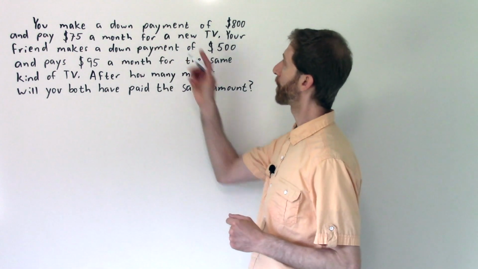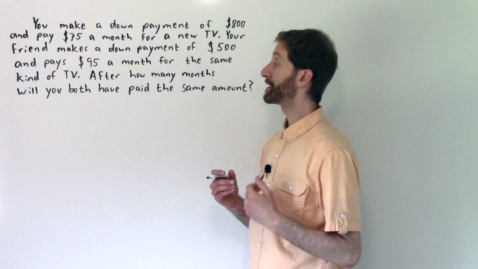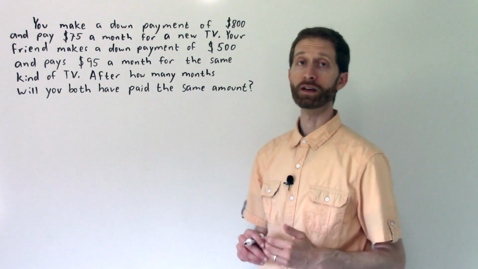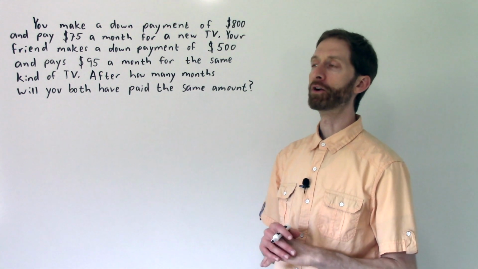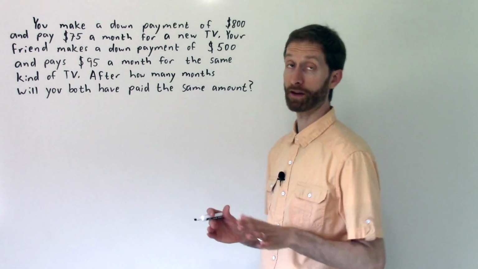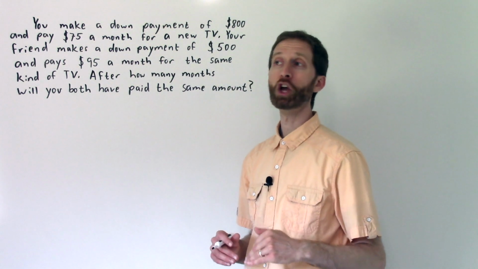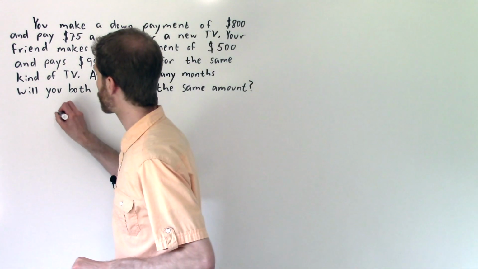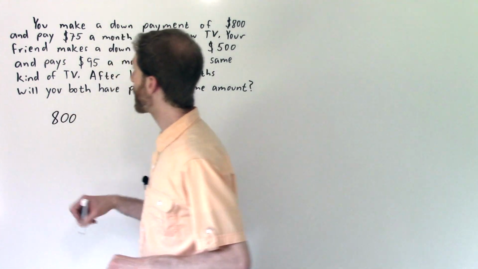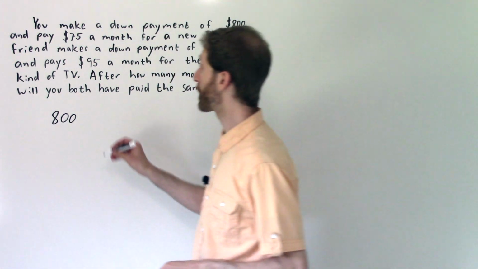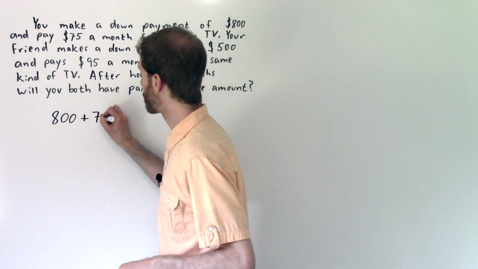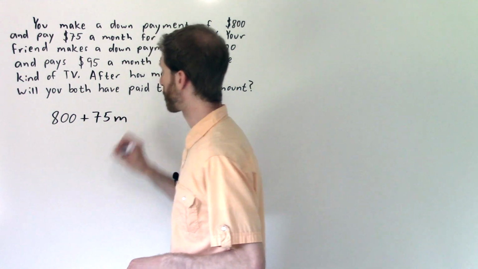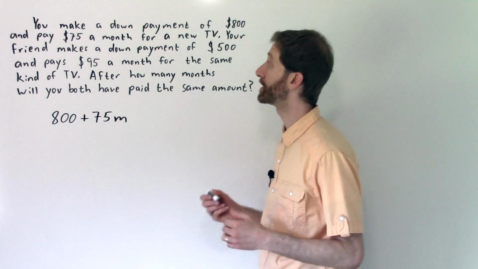It says you make a down payment of $800 and pay $75 a month for a new TV. So without continuing to read, I'm going to just translate that first sentence. A down payment means that you're not going to pay more than once, right? You pay a one-time fee of $800, and in addition to that, you're paying $75 a month. So that's plus $75 per month. So that's what you are paying for this TV.